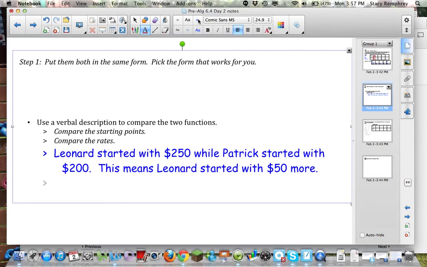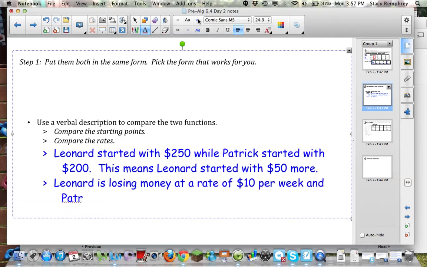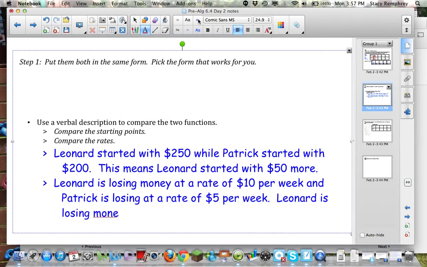previous slide. Rates are slope. Leonard is losing money. I know he's losing because the slope was negative, so it's decreasing at a rate of $10 per week, and Patrick is losing at a rate of $5 per week. Leonard is losing money faster.